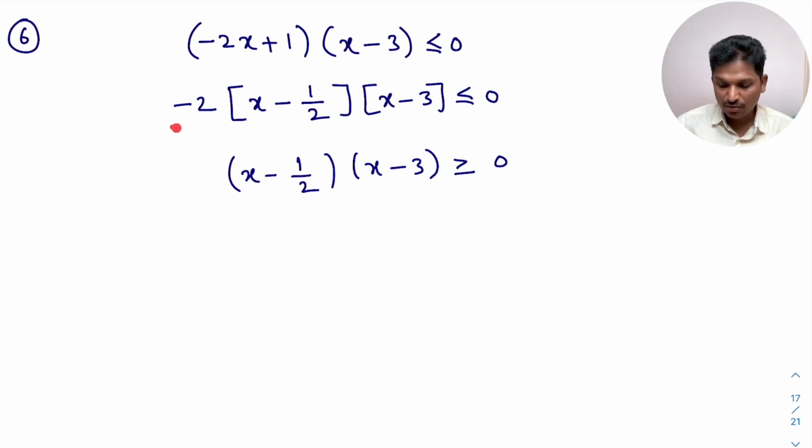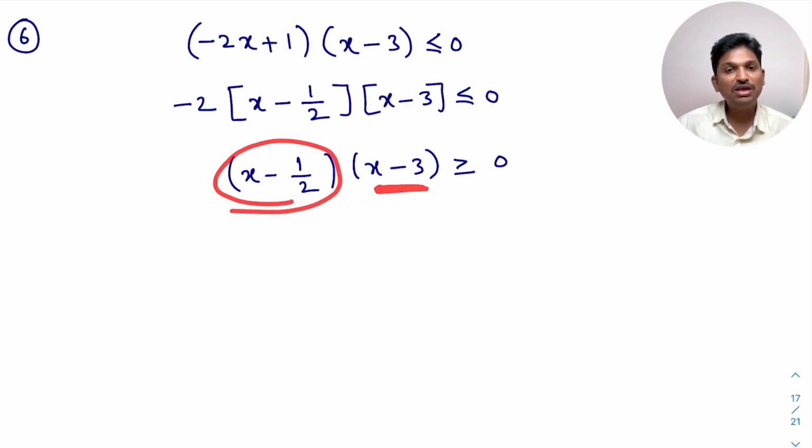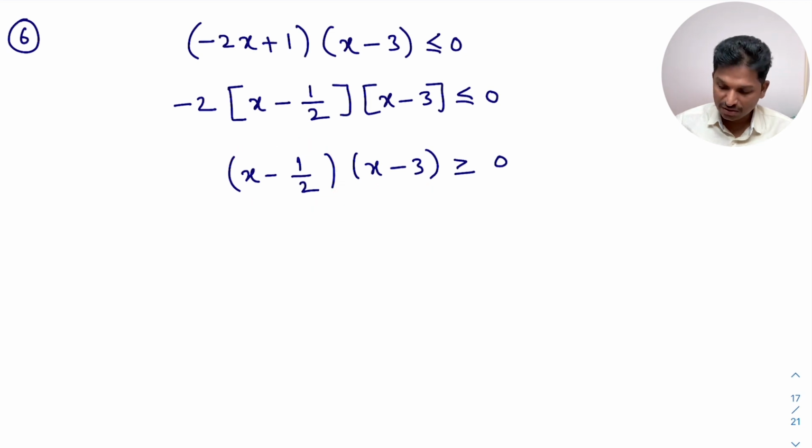As for this inequality, I divided with minus 2 on both sides. This sign is then less than or equal to. That changes to greater than or equal to. Now you can see this is in the form of (x minus a) into (x minus b) only. So equate this to 0, you will get x equal to 1 by 2. Equate this to 0, you will get x equal to 3.